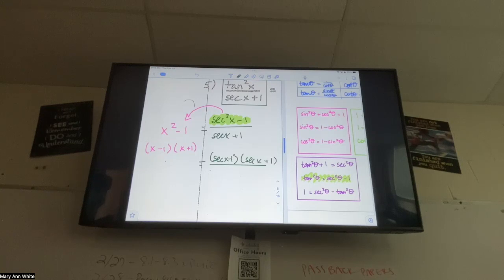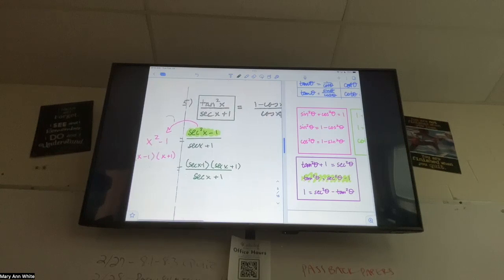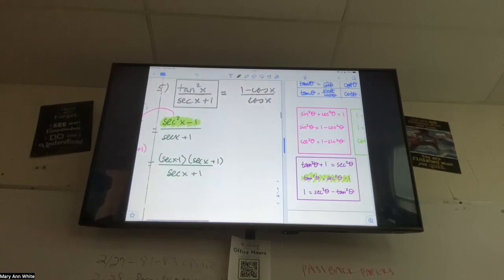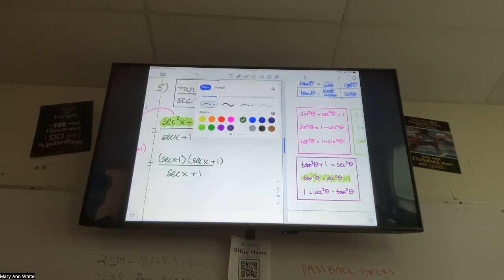So now the numerator splits up to be secant minus 1 and secant plus 1, and now I've got a secant plus 1 in the denominator. I kind of have my right side in mind, just so I can see what's going on. What do you guys see we can do now? We're gonna cancel it out. We're gonna take those secant x plus 1 and cancel those out. And so now that means I'm left with just secant x minus 1.